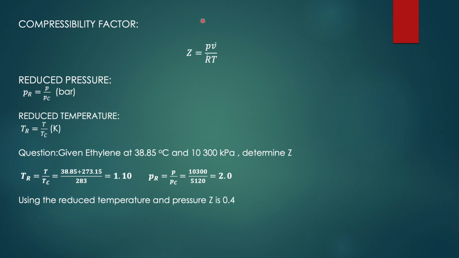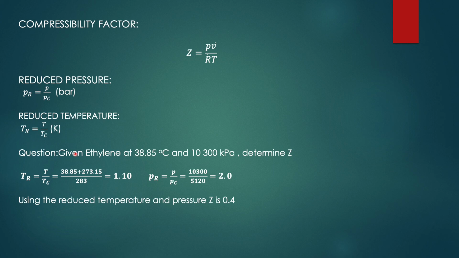The compressibility factor is given by this equation right here, and it is actually unitless. Note that this is just another way to find Z. The reduced pressure is given by this formula right here, and it is actually measured in bars. The reduced temperature is given by this formula, and it is actually given in Kelvin.